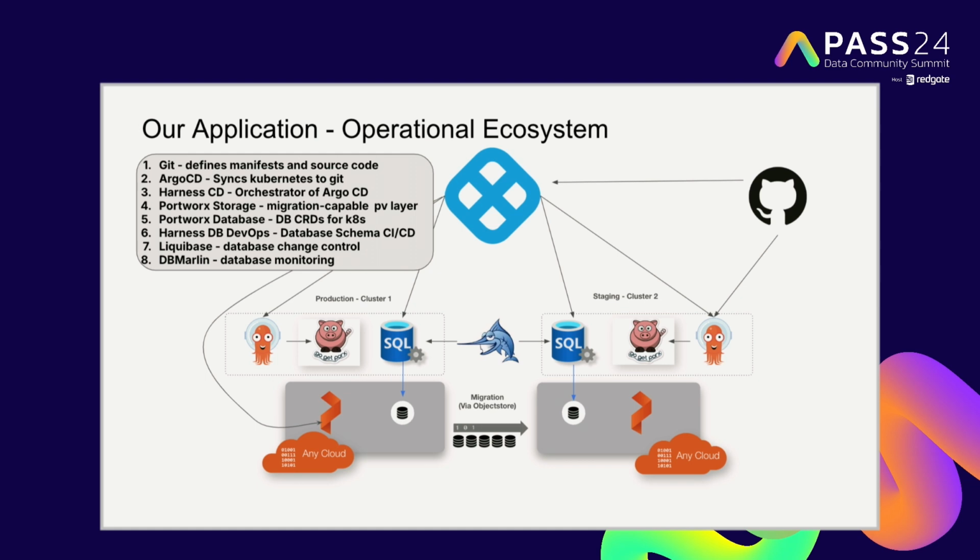We have a staging, we have a production. We are using Argo CD to deploy the application. We have a Kubernetes persistent volume layer that we're using Portworx for, which is able to do live migration with no downtime of data between clusters. We are using DB Marlin for monitoring of our database. We're going to be using Harness for CI/CD as we start showing you the things you can do with data and pipelines.